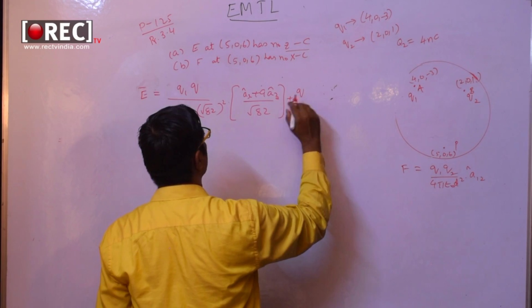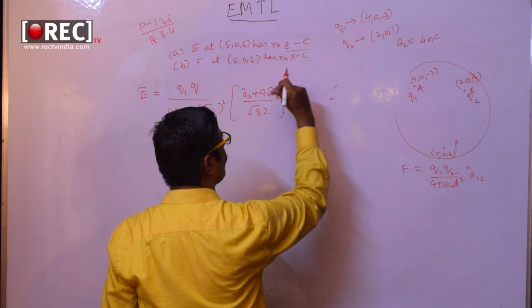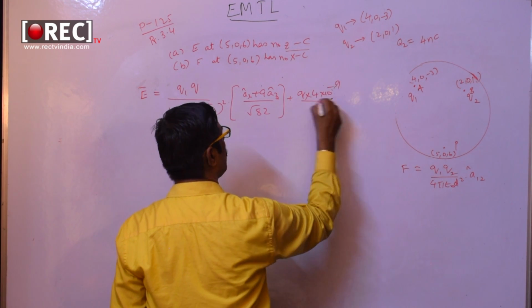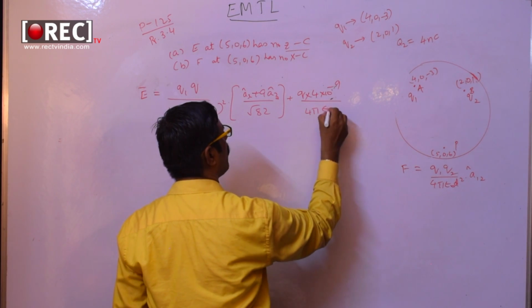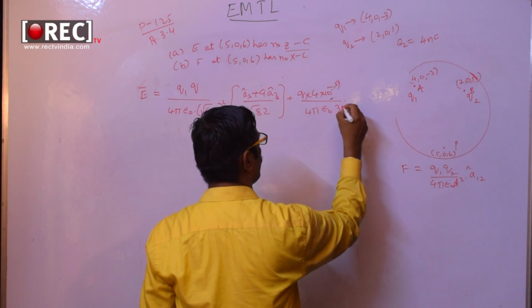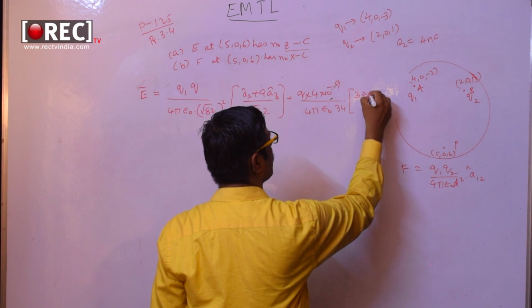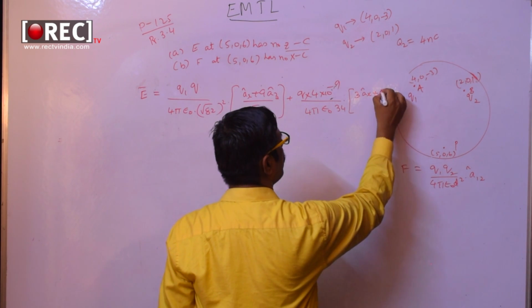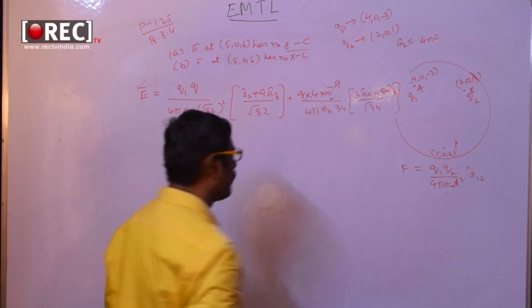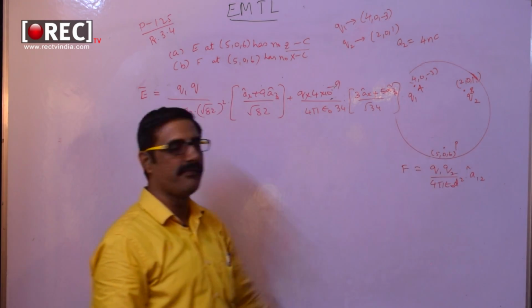Next, plus, Q2 is known to us. Q2 value is simply given as 4 nanocoulomb. So Q into 4 into 10 power minus 9 divided by 4 pi epsilon naught into, here what is the distance? Root 34 whole square is 34, into simply 3 ax cap plus 5 az cap divided by under root of 34. So this is the total force acting upon the point charge located at P 5,0,6.